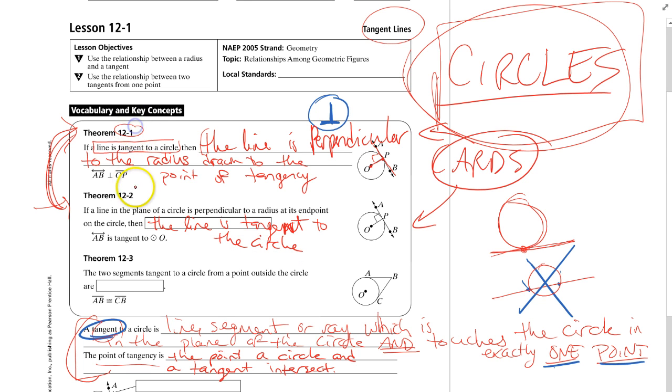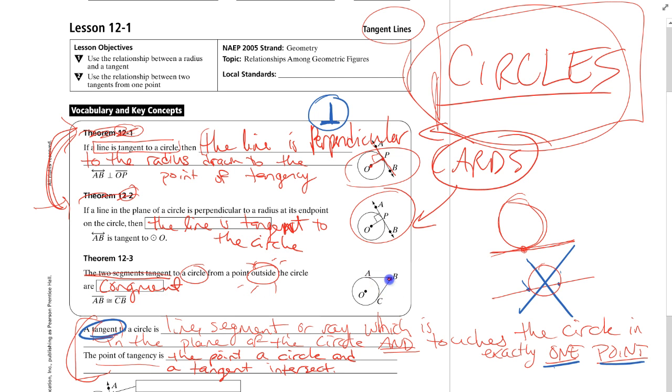So theorem 12.1 and theorem 12.2, of course you're not going to label them like that. We don't inventory our theorem cards by their theorem number. I want to see this and give me some of the diagrams here. 12-3 is a little different, and this is so key, so crucial, and so helpful. The two segments tangent to a circle from a point outside the circle are congruent. And you get to use this a lot.